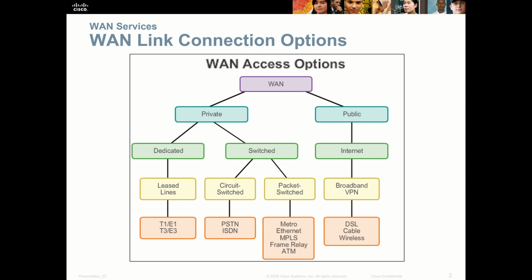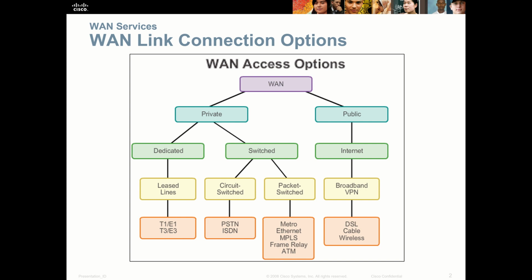This contrasts with the public one, which uses the general public internet, where all services are delivered over the internet on a best effort basis. When we say best effort basis, it means there is no guarantee on the bandwidth given to that particular link.